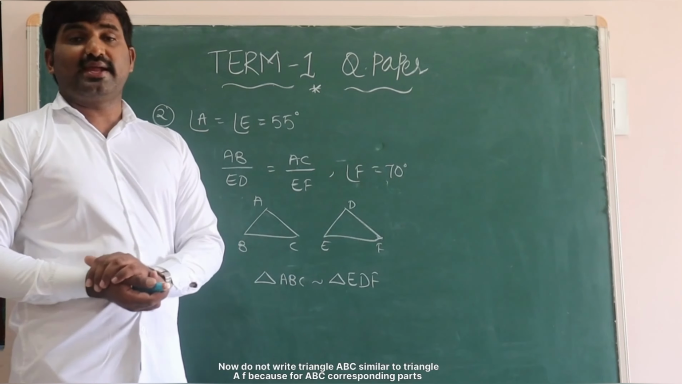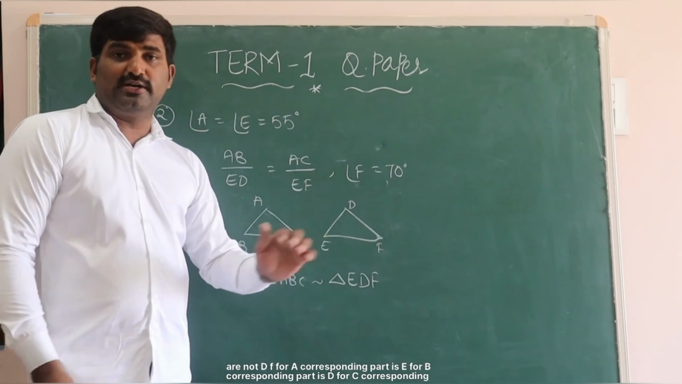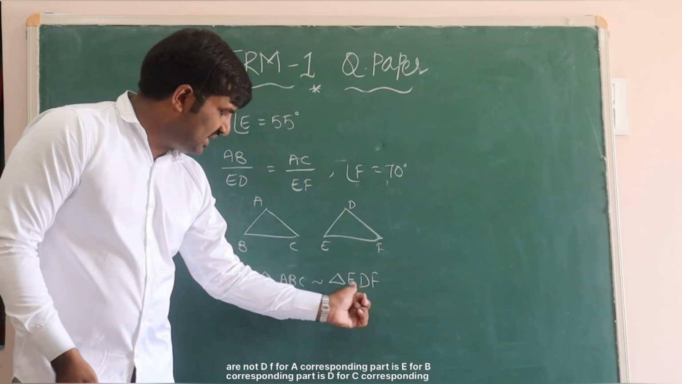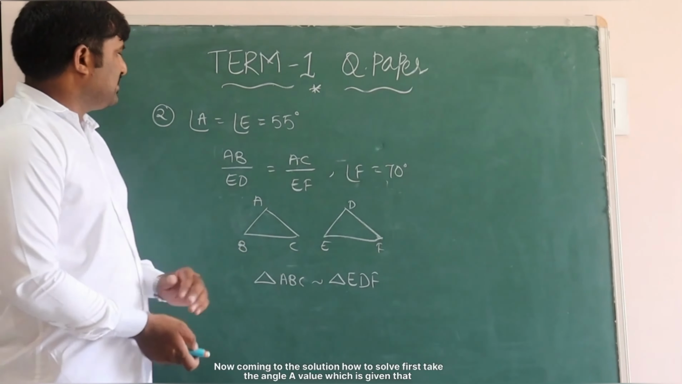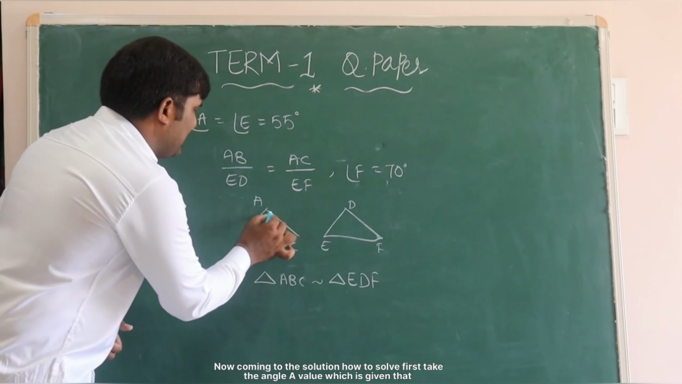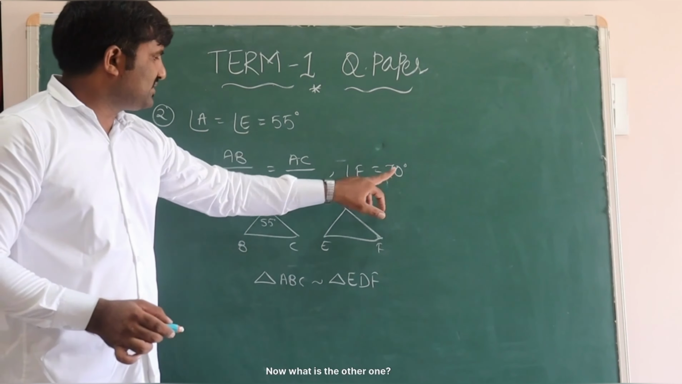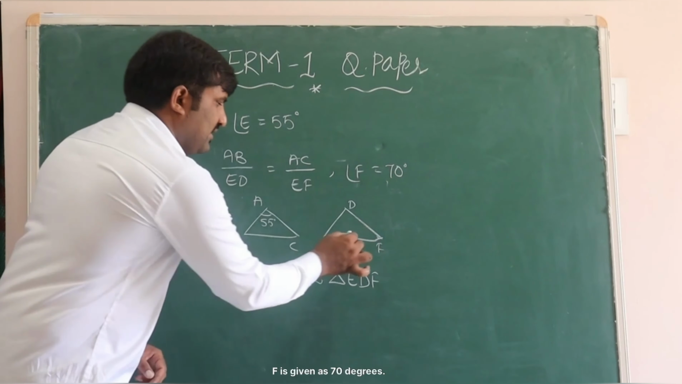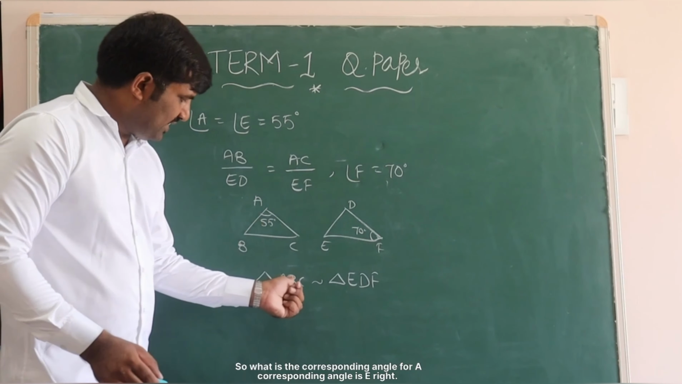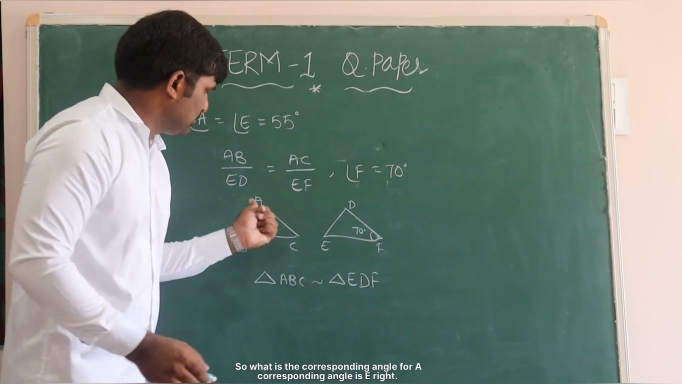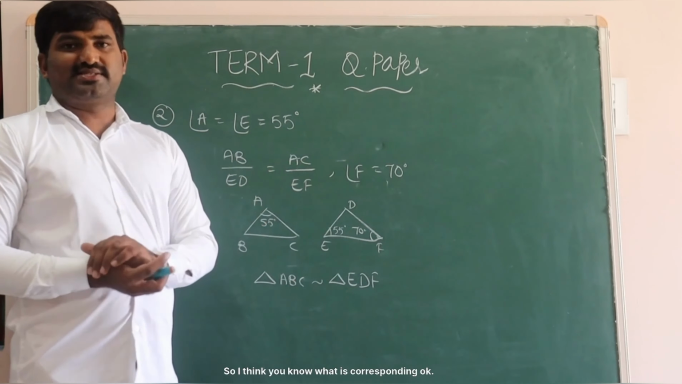Now don't write triangle ABC is similar to triangle DEF, because for ABC the corresponding parts are not DEF. For A the corresponding part is E, for B the corresponding part is D, for C the corresponding part is F. Now coming to the solution, how to solve. First take the angle A value which is given, that is 55 degrees. Now what is the other one? F. F is given as 70 degrees. So what is the corresponding angle for A? For A the corresponding angle is E, right? So this angle is given as 55 degrees. So I think you know what is corresponding.